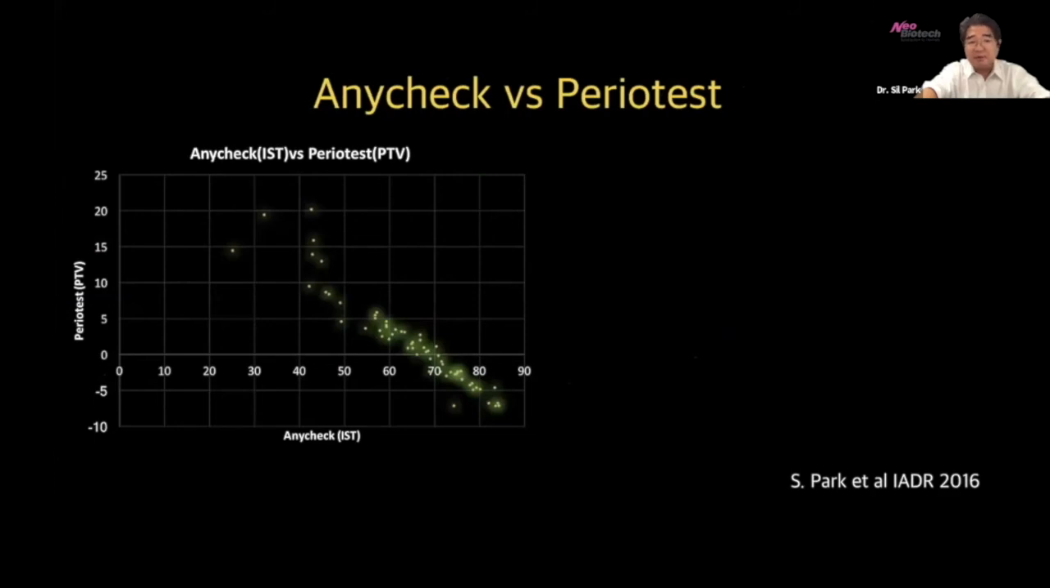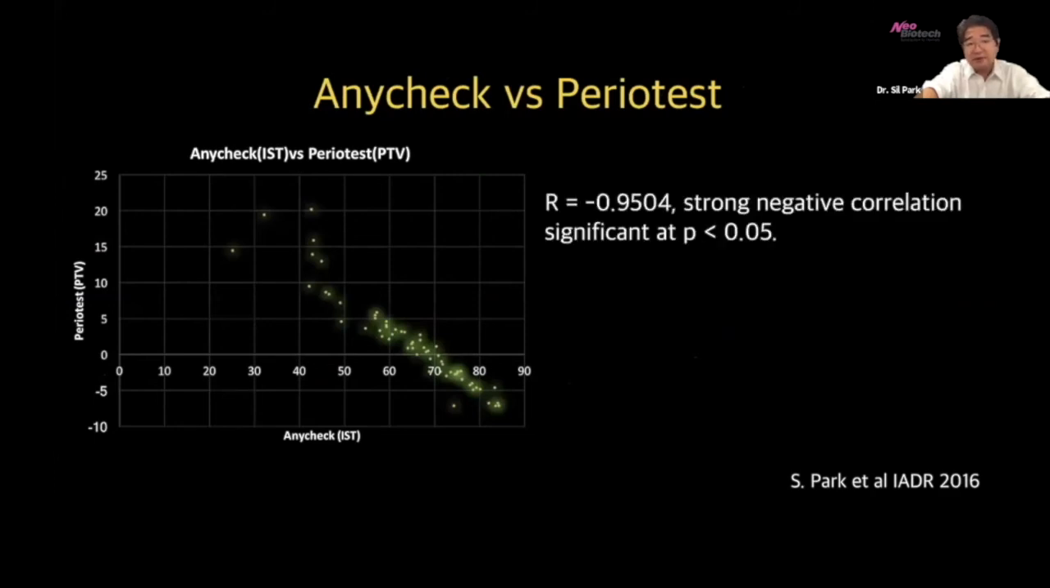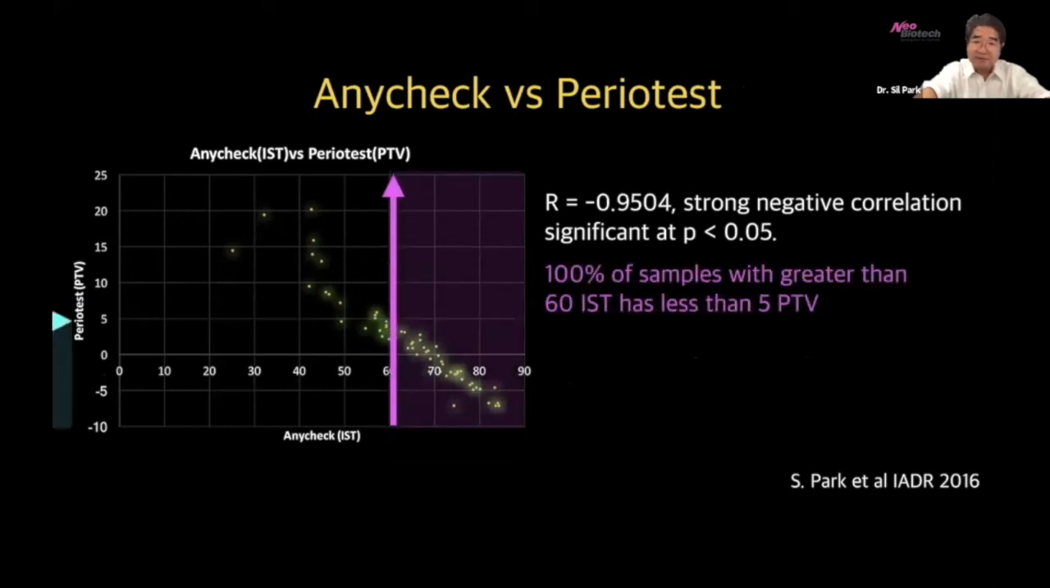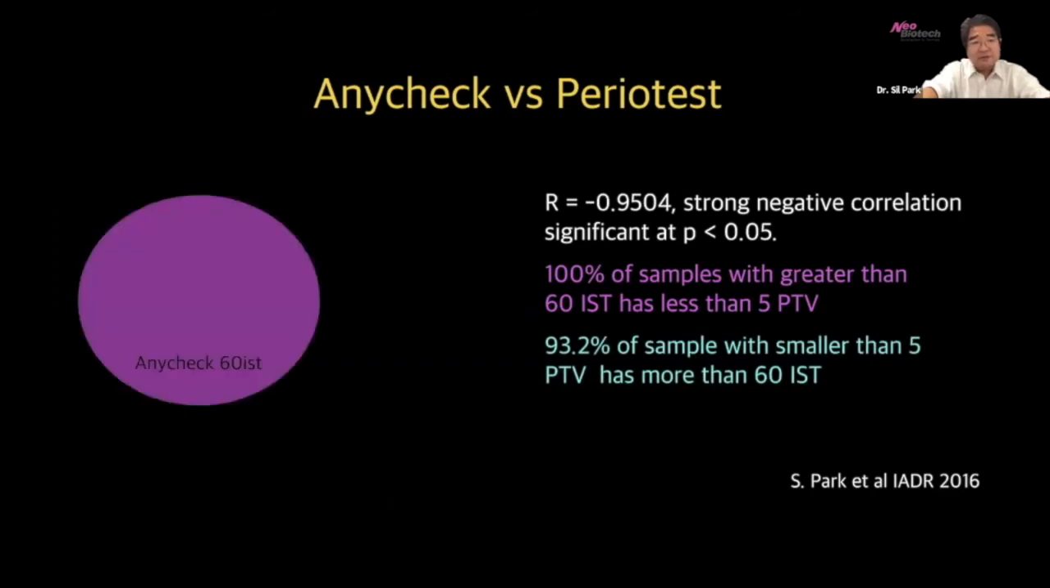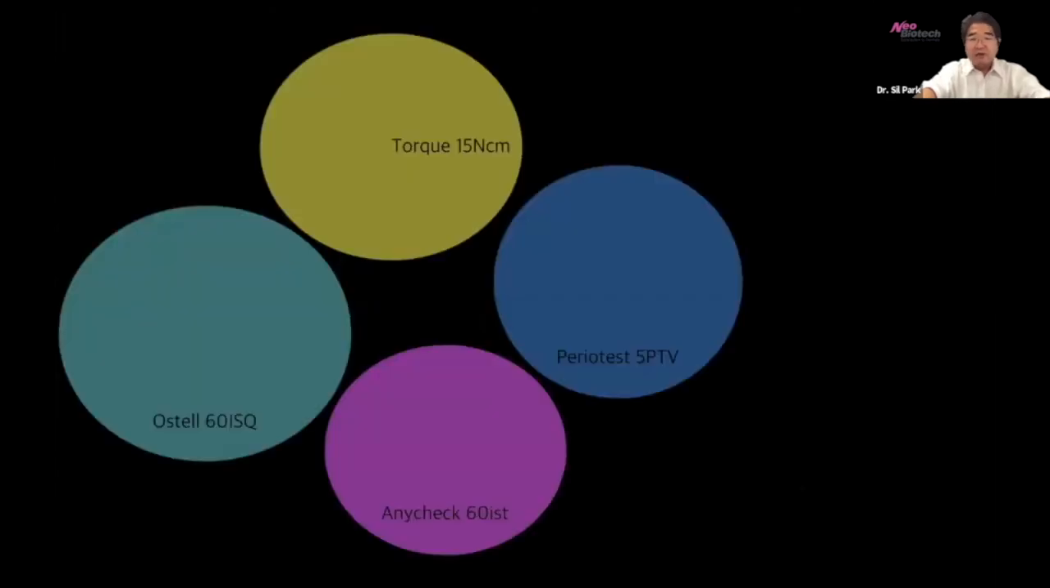In this case, I'm comparing AnyCheck and Periotest over here. This one is definitely related because they are using the same concept, because both of them are damping capacity analysis. So their correlation number is quite high, 0.9. That means about a 90% possibility that when Periotest is decreasing, AnyCheck is increasing, because Periotest is a negative number, where lower is the better situation. In this situation, between AnyCheck and Periotest, the more common area is AnyCheck, as you can see.